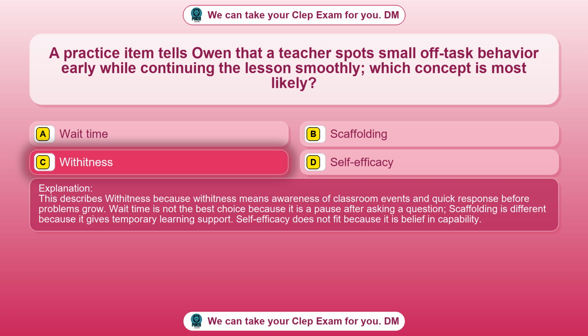This describes withitness because withitness means awareness of classroom events and quick response before problems grow. Wait time is not the best choice because it is a pause after asking a question. Scaffolding is different because it gives temporary learning support. Self-efficacy does not fit because it is belief in capability.